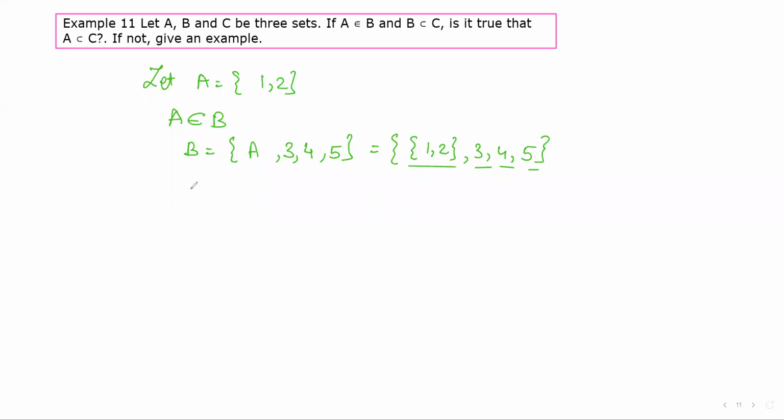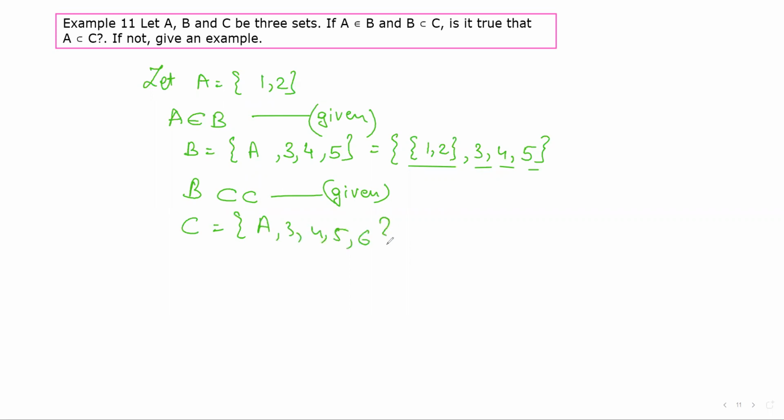It's also given that B is a subset of C. This means that all the elements of B are present in C. So C can be any set like {1, 2}, 3, 4, 5, 6. All the elements of B are present in C.